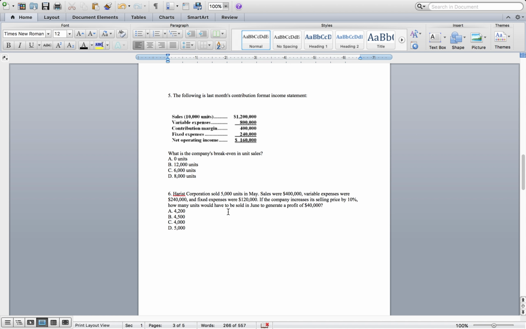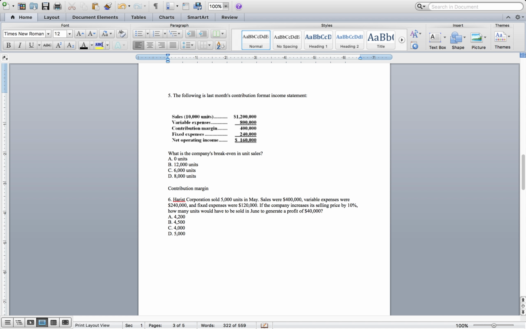Right, now number 5 here. The following is last month's contribution income statement. What is the break even in unit sales? Let's take a look how we get this. The first thing you have to calculate is your contribution margin per unit. To get that, take the 400,000 contribution margin and divide by how many units. We see sales 10,000 units. So we do that, that'll be $40 per unit.